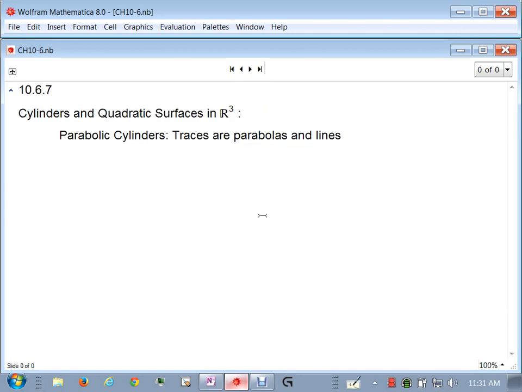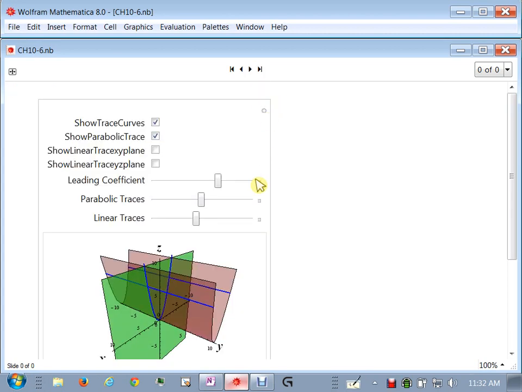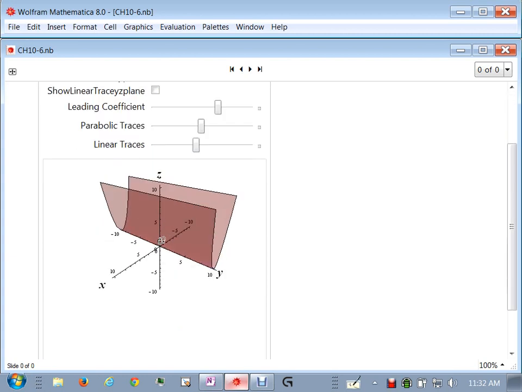The next thing are what are called parabolic cylinders. Most of the time when we think of cylinders, we think of a can, but there is such a thing as a parabolic cylinder where the traces are parabolas and lines. So here's your example of a parabolic cylinder.